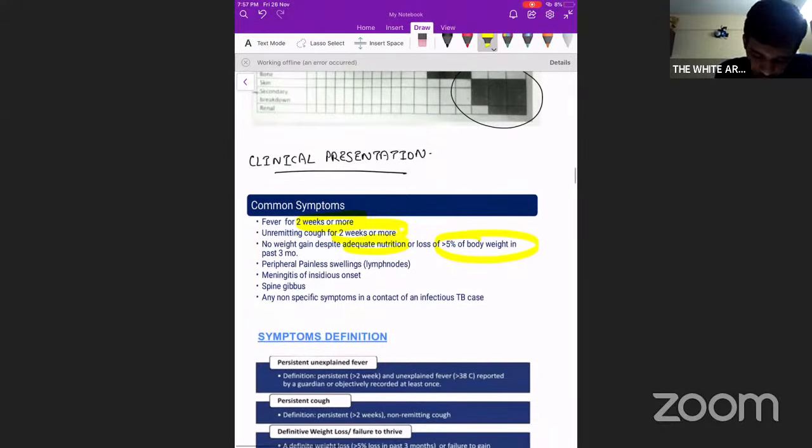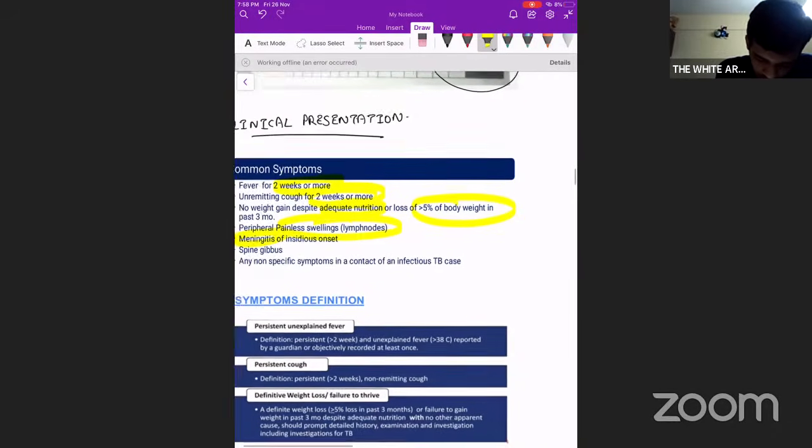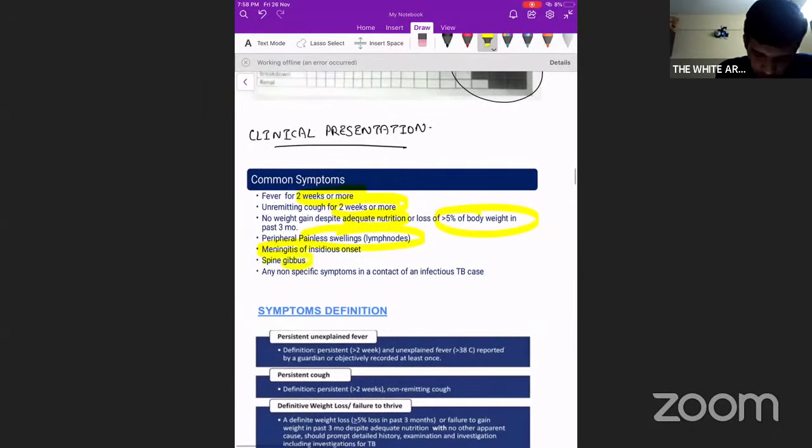Then there can be peripheral painless swelling, like lymph nodes. Then there can be meningitis of insidious onset, like subacute meningitis, where signs of meningitis persist even after 14 days. Or you can have a gibbus formation, or any other non-specific symptoms in a child who has been having contact with an infected person.